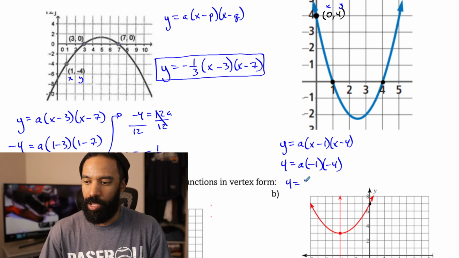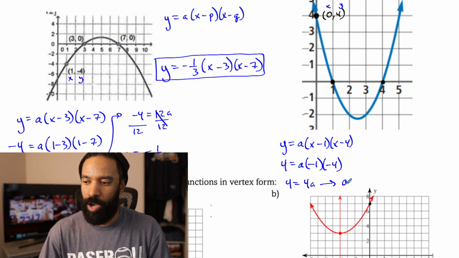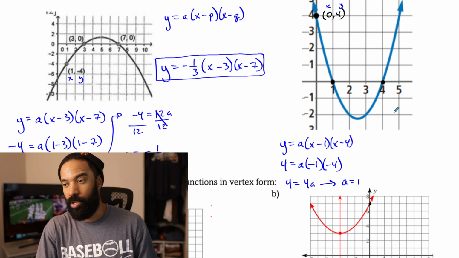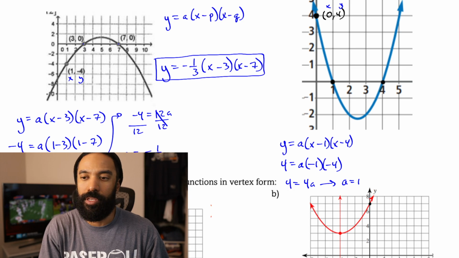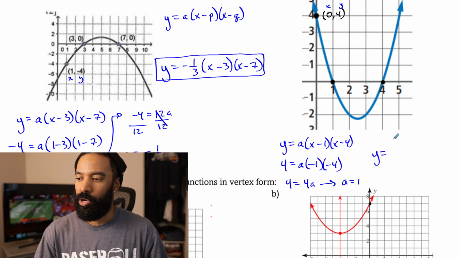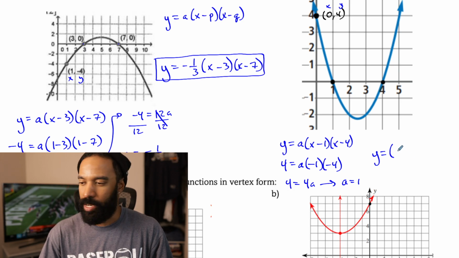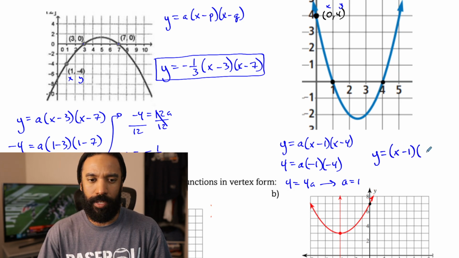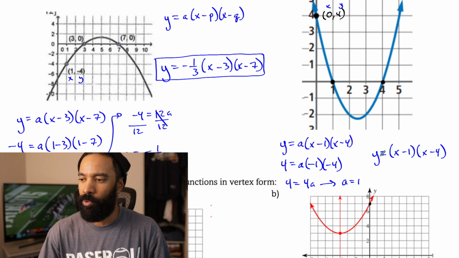Hey, check this out. 4 times a, so a is 1. I honestly didn't know that. I had no idea. So this is going to be the equation y equals, you know, if a is 1, I don't need to write it because 1 times anything is just that thing. So x minus 1 times x minus 4. And that is our equation.